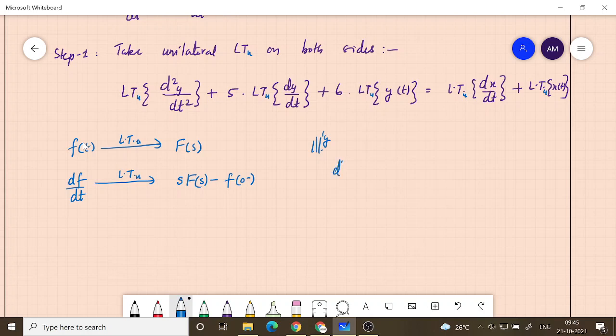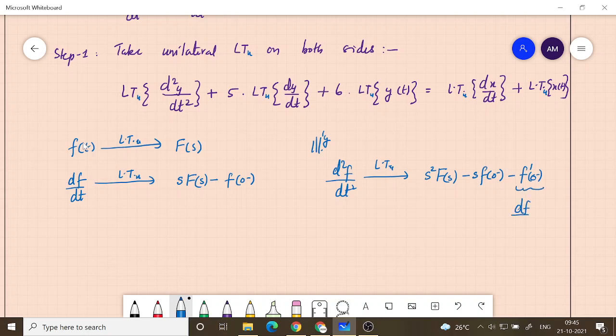Similarly, we can write it for any order, for d square f by dt square. If you take the unilateral Laplace transform, what we are going to get is s square into F of s, then minus s into f of 0 minus, then minus f dash of 0 minus. Now f dash of 0 minus, probably you know what it means.